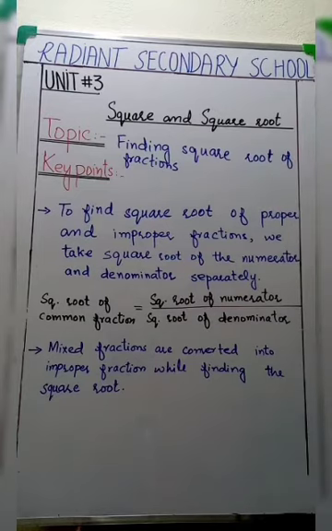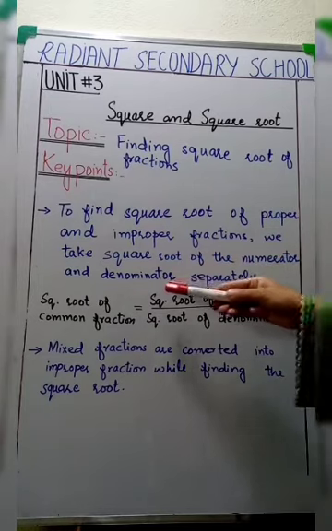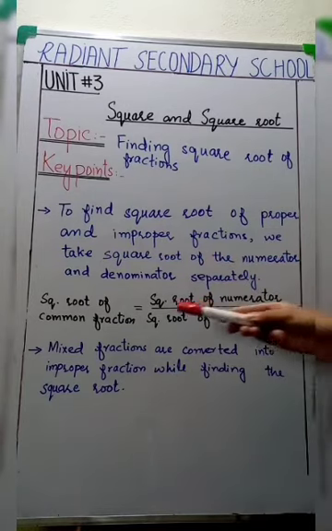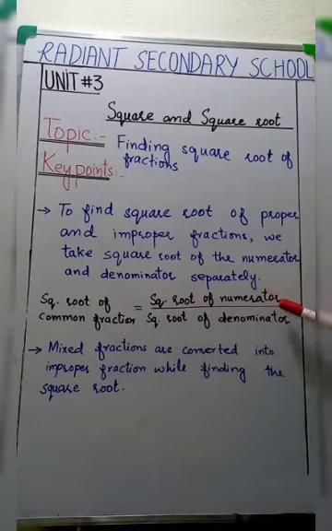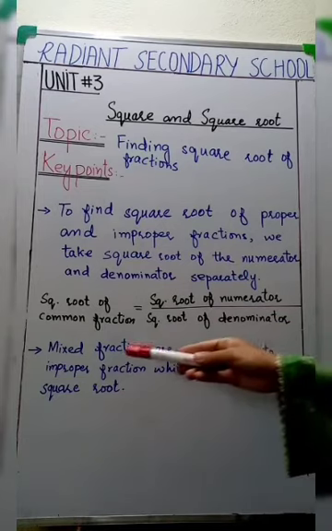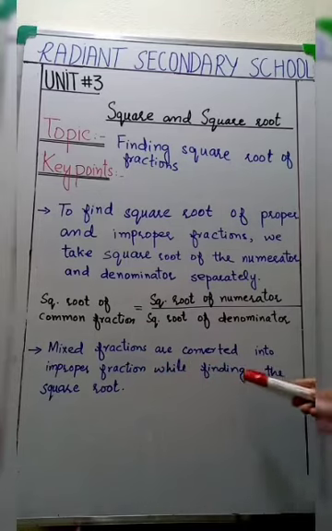Some key points that you have to keep in mind when you start exercise 3.3. The first point is that to find the square root of proper and improper fractions, we take the square root of the numerator and denominator separately. It means the square root of a common fraction is equal to the square root of the numerator over the square root of the denominator. Mixed fractions are converted into improper fractions while finding the square root.